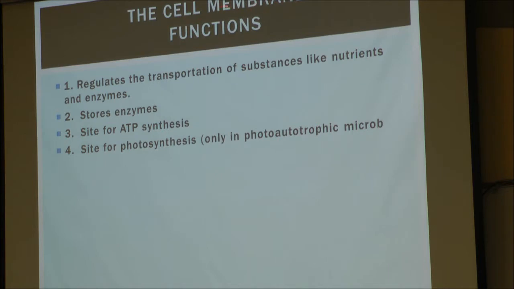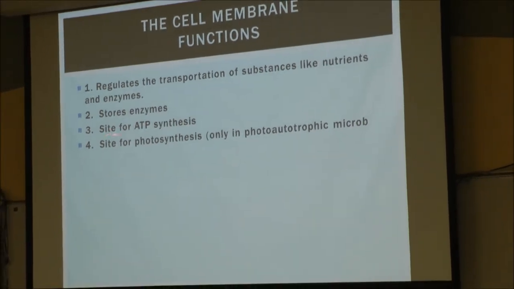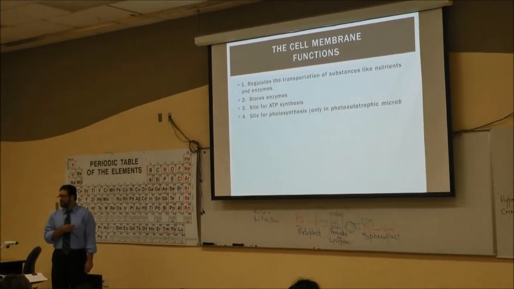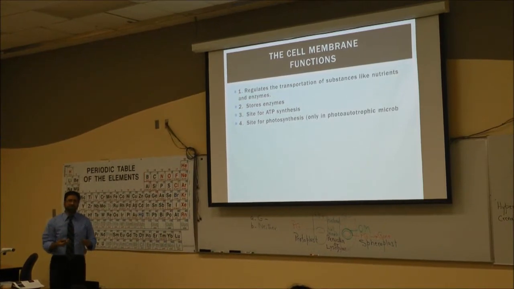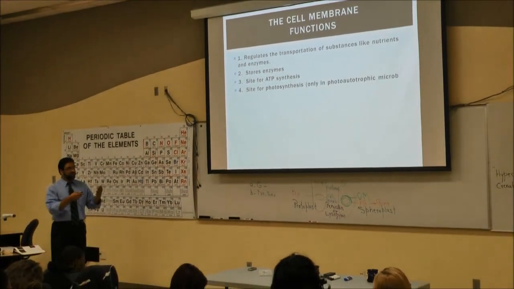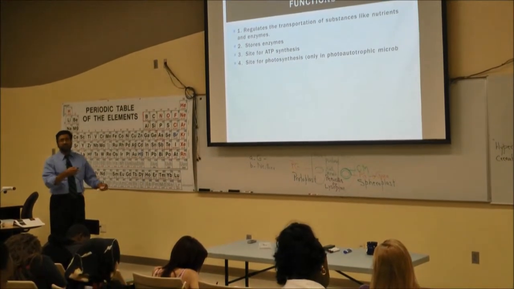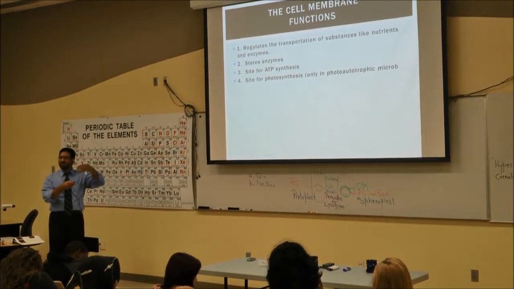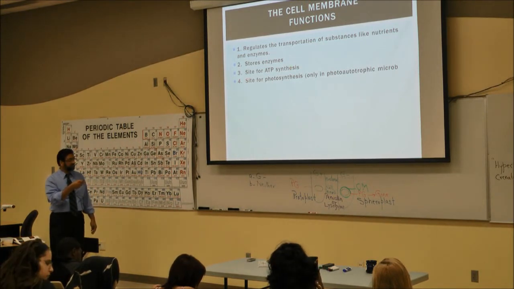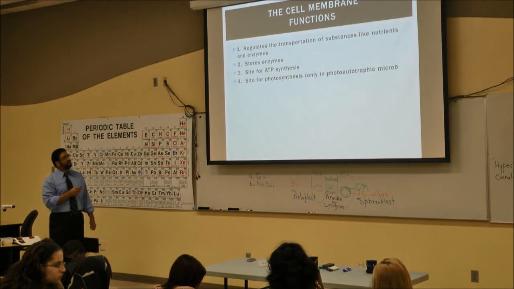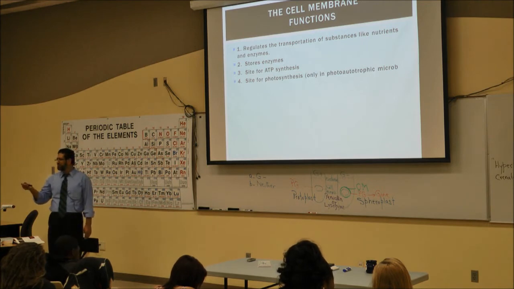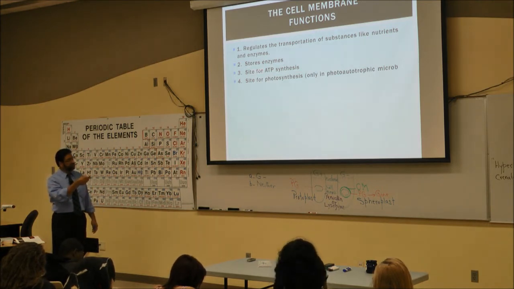Now, prokaryotic cells do not have mitochondria, and the function of mitochondria is to make ATP, right? So where do they make their ATP? At the cell membrane, the site for ATP synthesis. Glycolysis, the Krebs cycle, and the electron transport chain take place at the cell membrane. All the dozens of enzymes involved in these processes are stored at the membrane level.